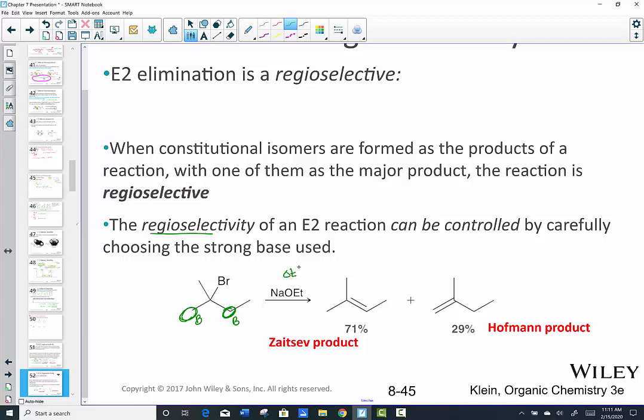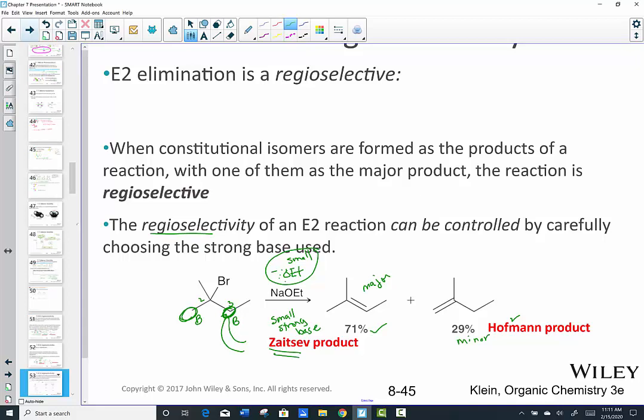If I select a small, strong base, it has no problem abstracting the beta proton from the carbon at position 3. And this would be the major product, the most branched, Zaitsev. The least branched, Hofmann, would be the minor product. Because I used a small base, small meaning that it's not bulky. The strong, small base favors the Zaitsev. No problem getting in there to abstract the beta hydrogen.